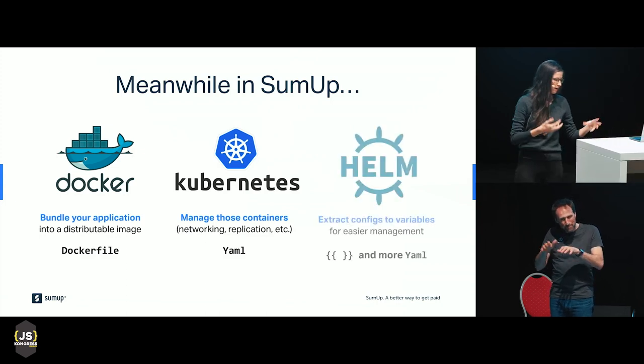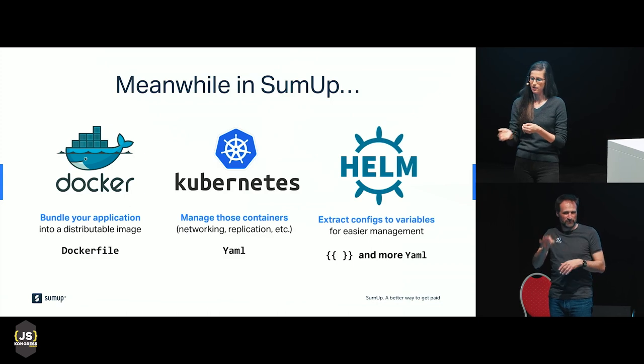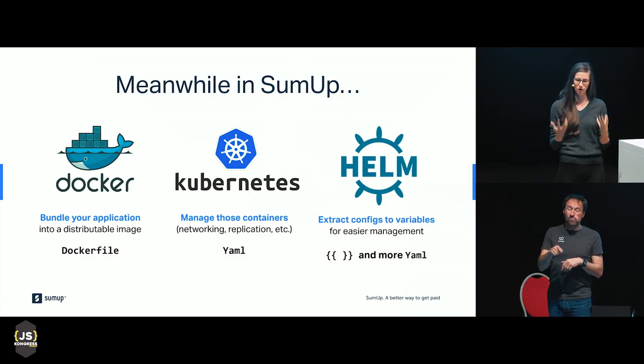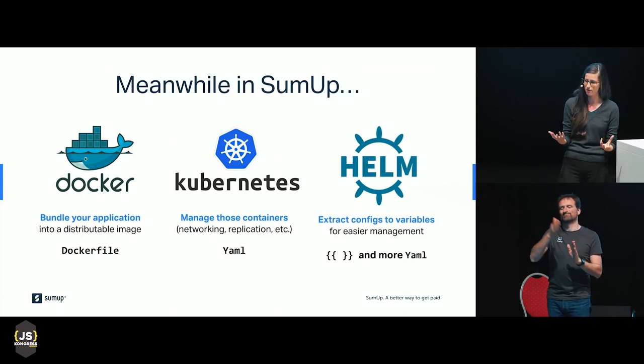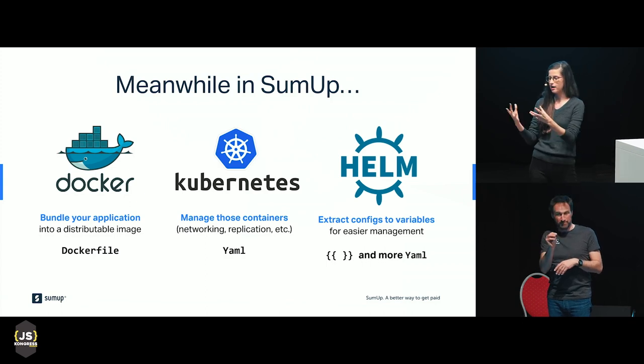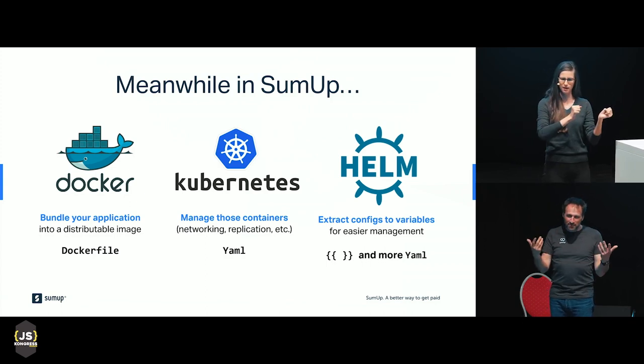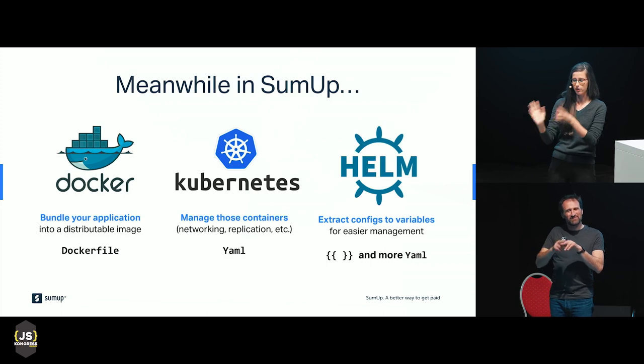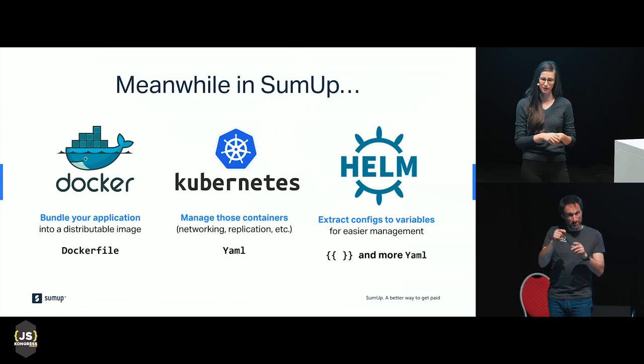And then kind of coupled with Kubernetes, we have Helm. And Helm gives us a lot of capabilities, but one of the most important ones is that we can take a lot of the repetitive bits out of our manifests, and we can put them into variables that we can later interpolate depending on if we're in dev, we're in production, or some other environment.